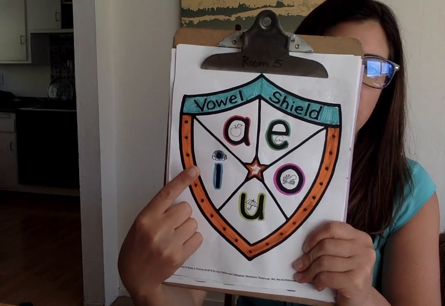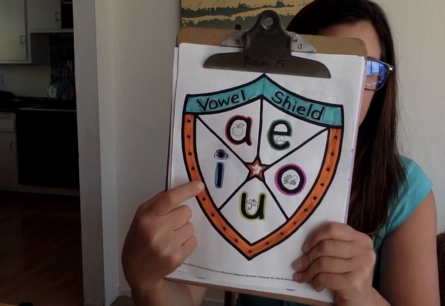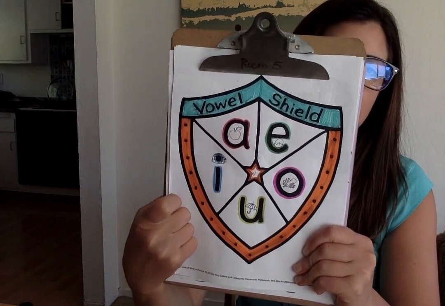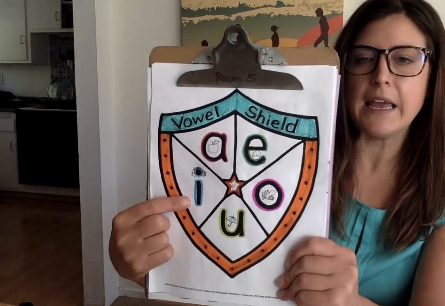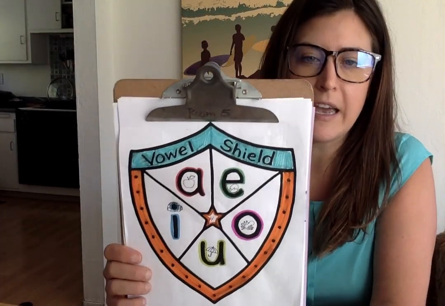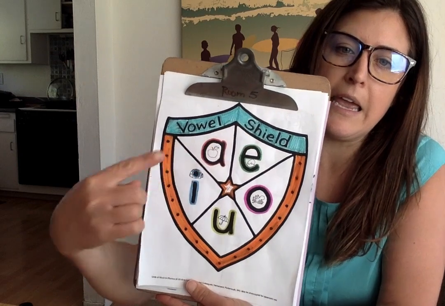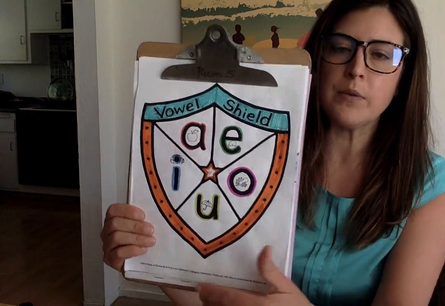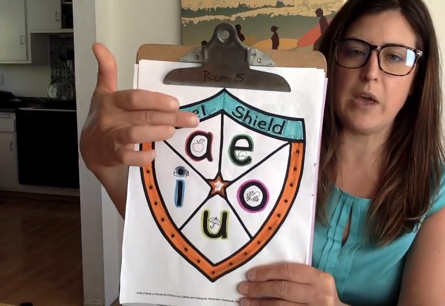Old MacDonald had a farm, A-E-I-O-U, and on that farm he had a pig, A-E-I-O-U. I sound with an I here and an I there, here an I, there an I, everywhere an I. Old MacDonald had a farm, A-E-I-O-U.